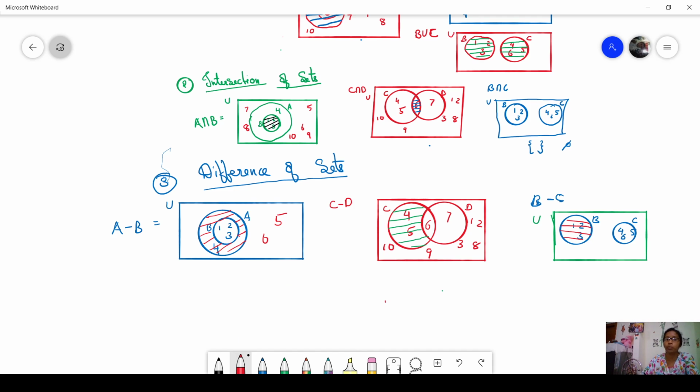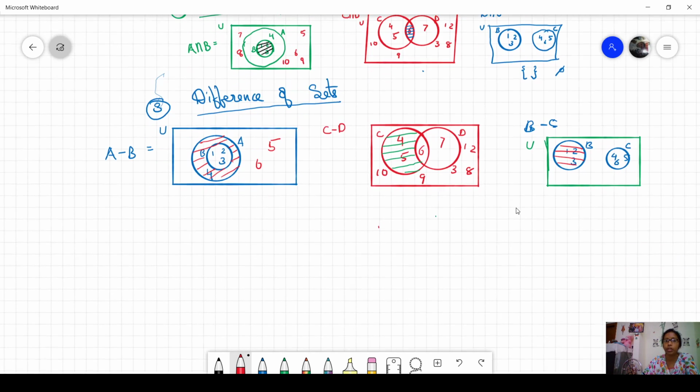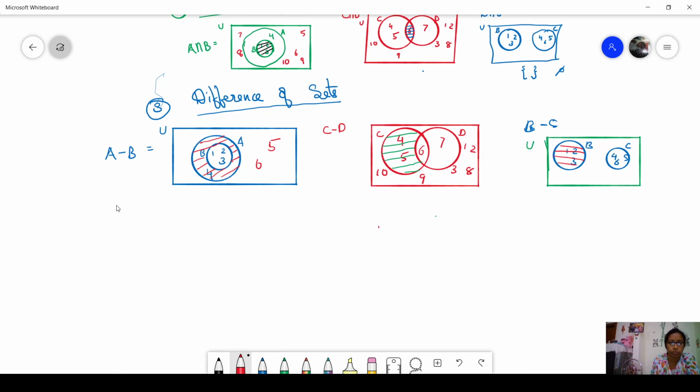Okay. Now we will move on with the fourth operation, that is complement of sets. Now for that we will take A complement. We know that complement of a set means elements of U which are not in A. Elements of U which are not in A.